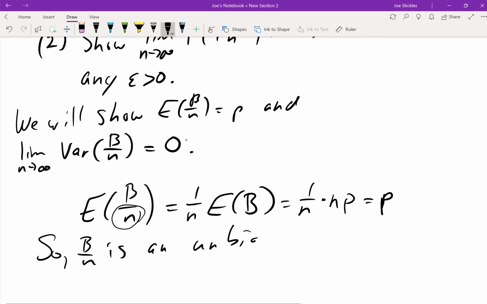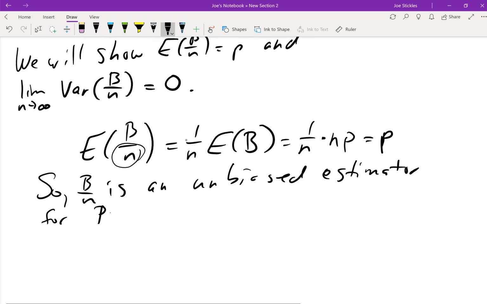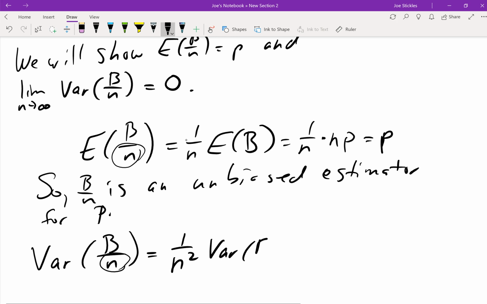So we still need to show that the variance goes to 0, but we'll do it in the same way that we just did for this one. So now we'll do the variance of B over N. What can we do with the over N piece again? Pull it out, and then when you pull it out, it becomes squared. And then again, B is binomial, so what's its variance?